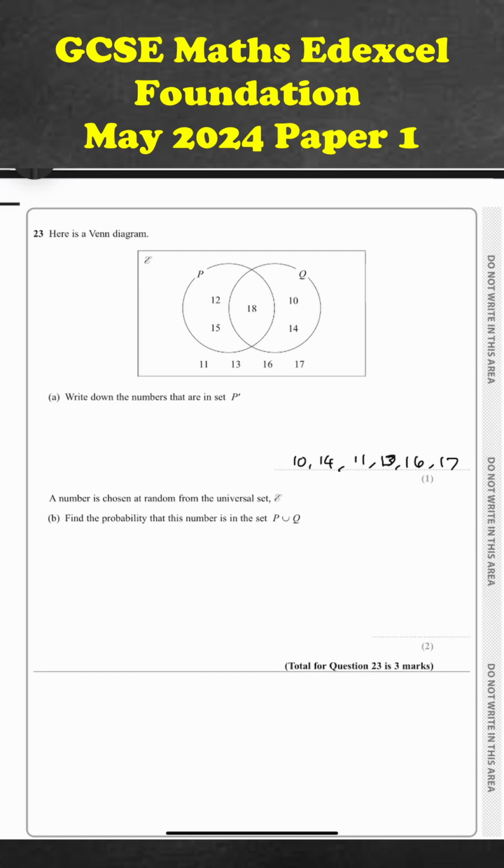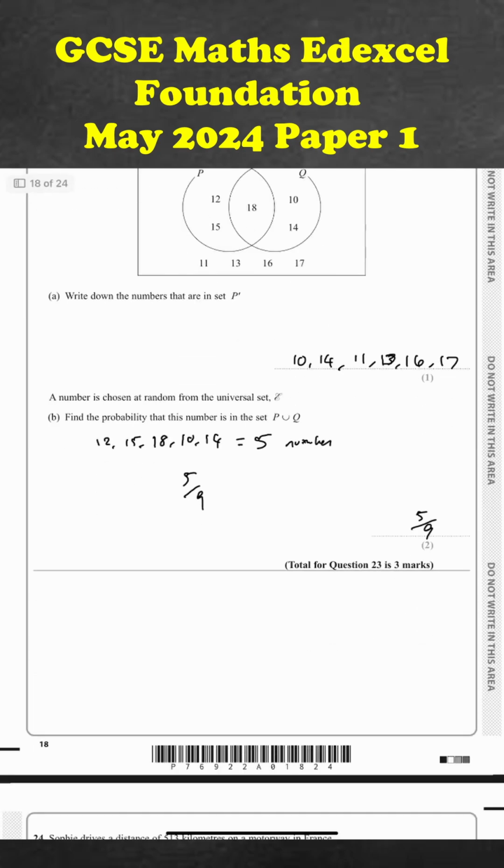Part B. A number is chosen at random from the universal set. Find the probability that this number is in the set P union Q. The probability that it is in the set P union Q. So that is going to be all the numbers that are in P or in Q or both. So that's going to be 12, 15, 18, 10, and 14, which is going to be 5 numbers out of the total 9. So 5/9 is our answer here.